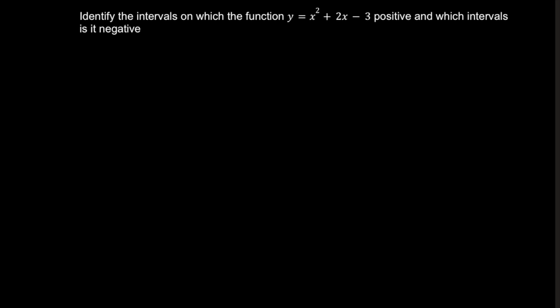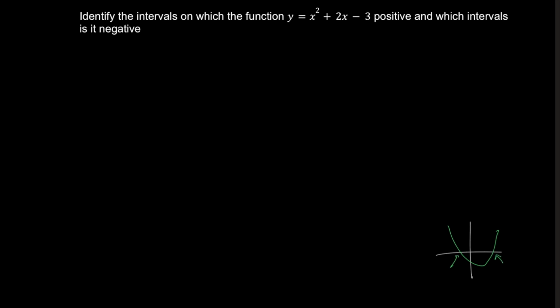Okay, so in this example, we're going to identify intervals on which the function y equals x squared plus 2x minus 3 is positive and which intervals it is negative. So the first thing we need to do for positive and negative, just as a reminder, is figure out where the x-intercepts are.